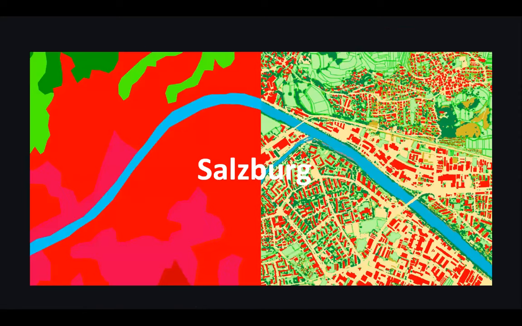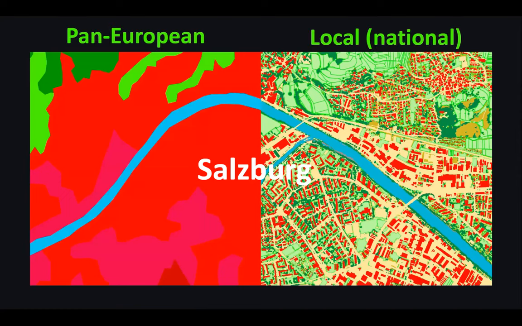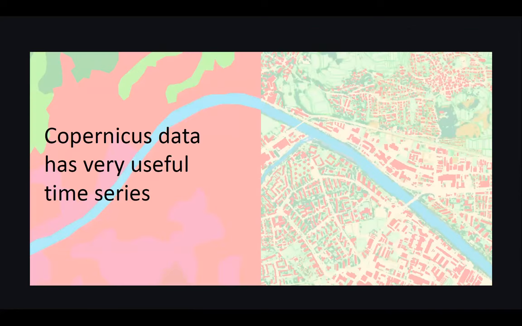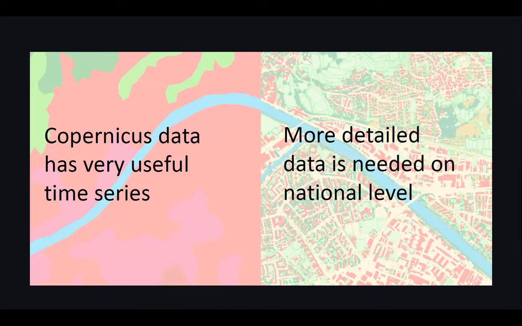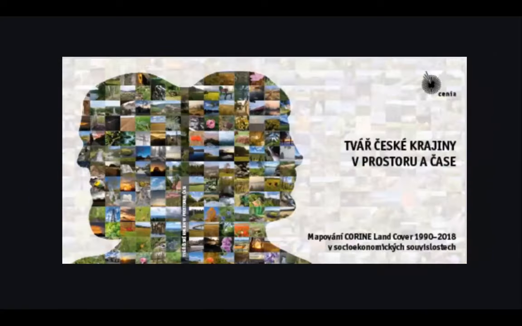Same for some other types of areas. This is an example from Salzburg, where on the left side you see the pan-European data set, which is Corine Land Cover, and on the right the national level, a new data set made by Austrians. It is perfect that the Copernicus land cover data has a very useful time series, but there are purposes where you need more detailed data, and this is what we are going to work on now.